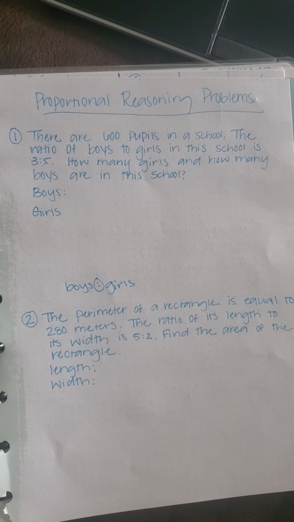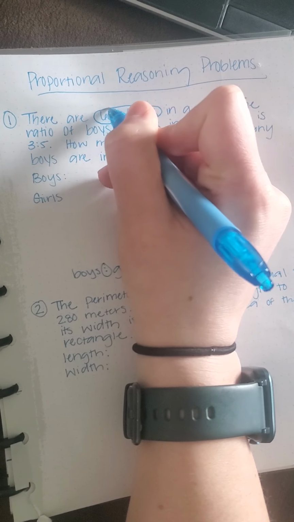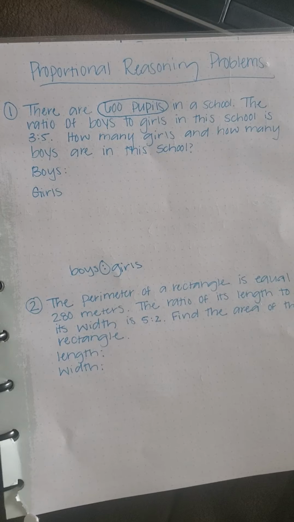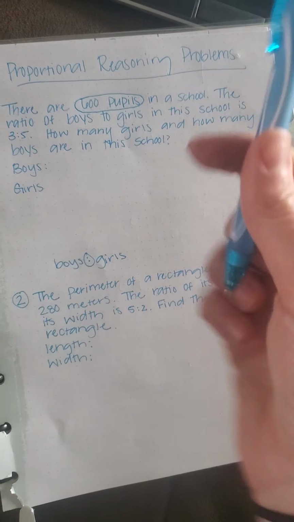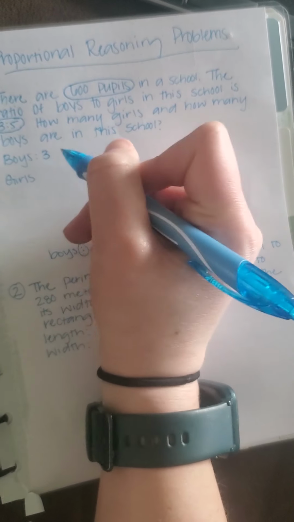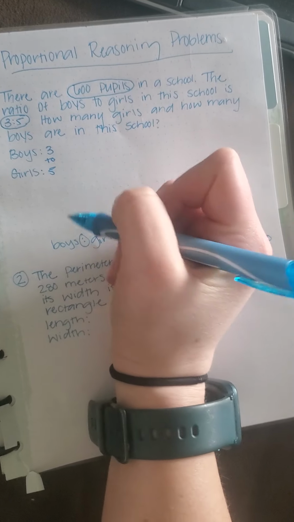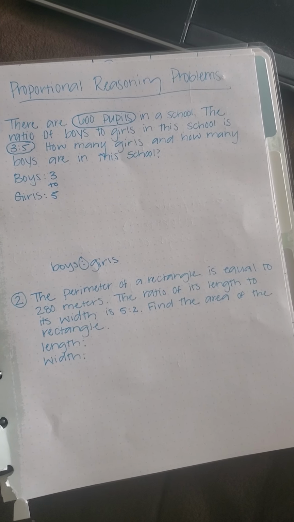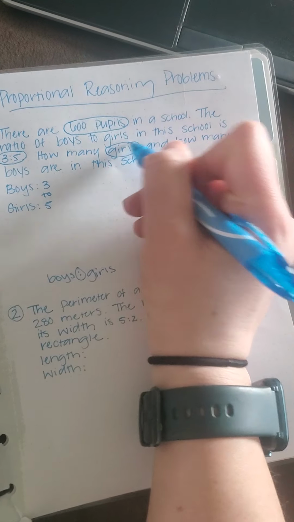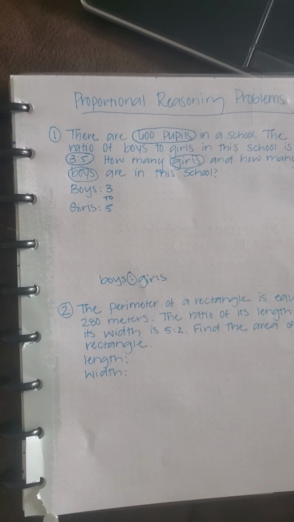Let's read it again and circle all of our important information. There are 600 pupils, so we're going to circle 600. This is the total students in our school, which includes boys and girls. The ratio of boys to girls in this school is 3:5, so we circle that. Boys would be 3 and girls would be 5. So for every 3 boys, there are 5 girls in the school. We're trying to find out how many girls and how many boys are in the school.